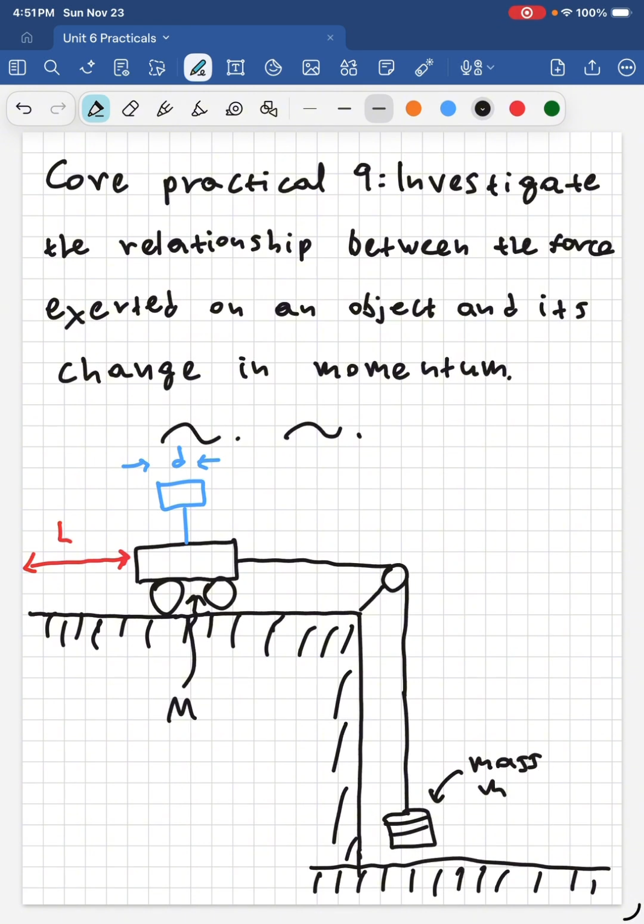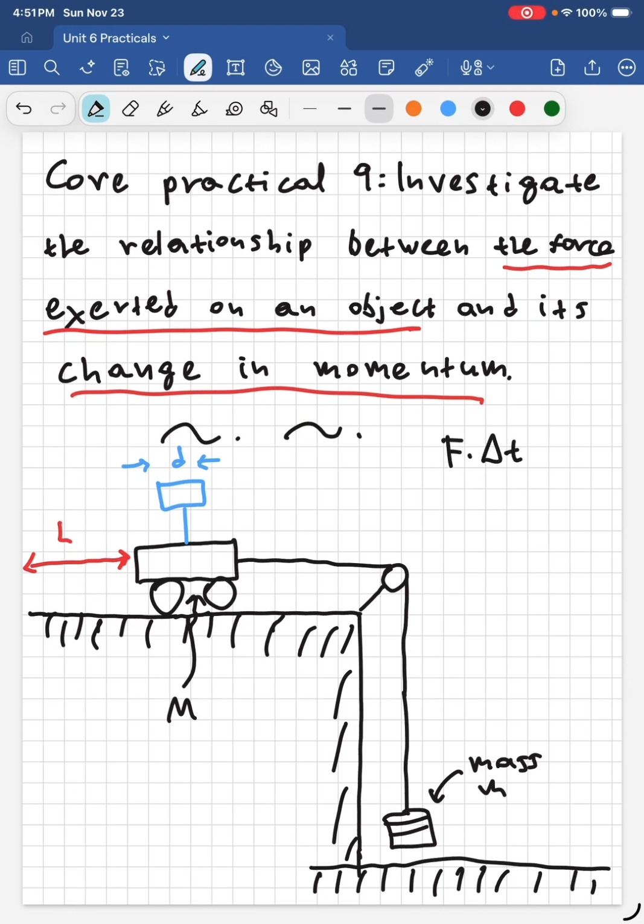Okay, so core practical 9 is about investigating the relationship between the force exerted on an object and its change in momentum. In mathematical language, this means F times delta t, which is the impulse, is equal to the change in momentum. So we have a force F acting on an object for some time delta t, and this is supposed to change the momentum by delta p.